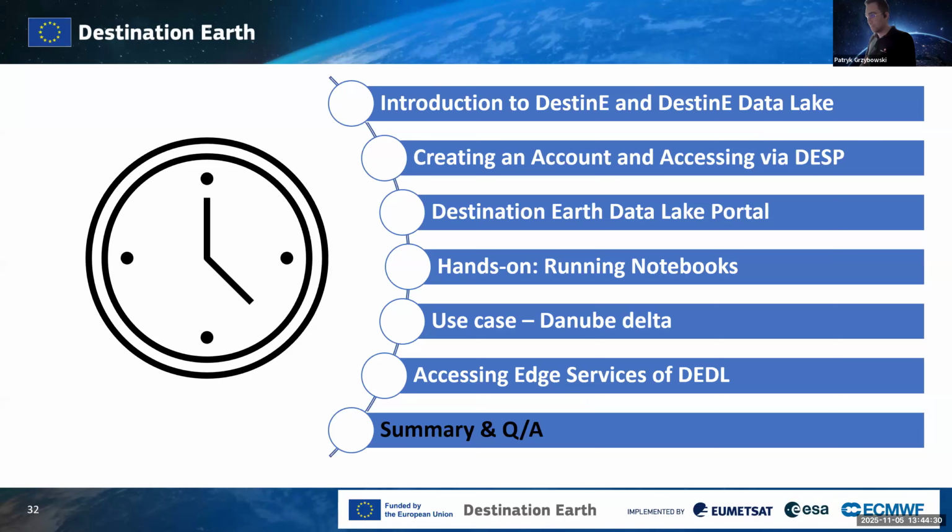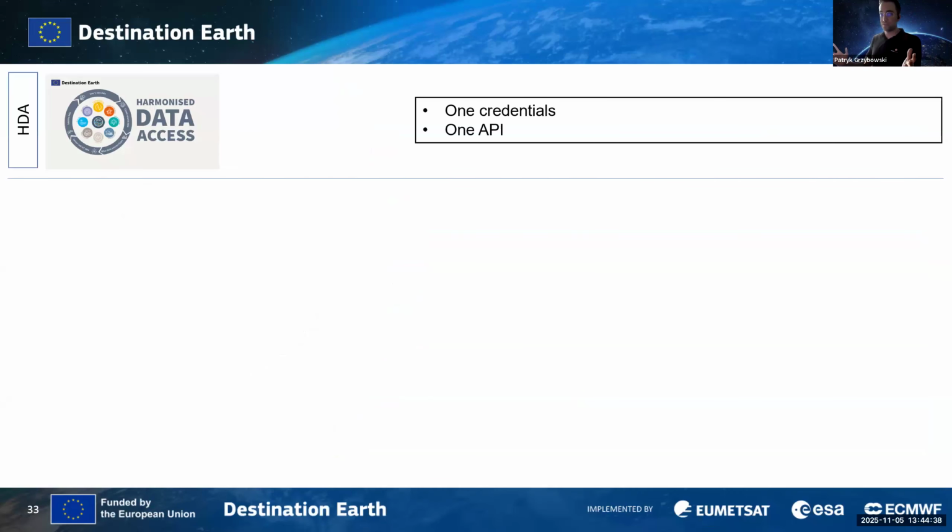Okay, and that was all for this webinar. I hope you enjoyed it. Here is a quick summary of the key points to remember. Firstly, about HDA: one credential, one API, access to around 200 collections.